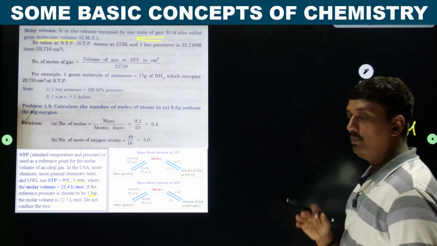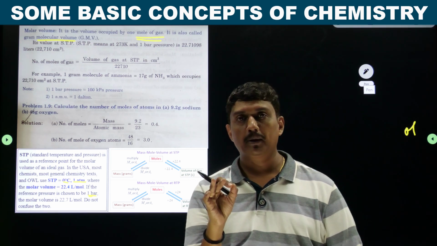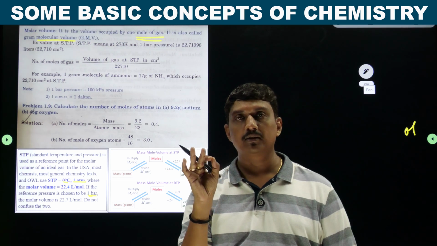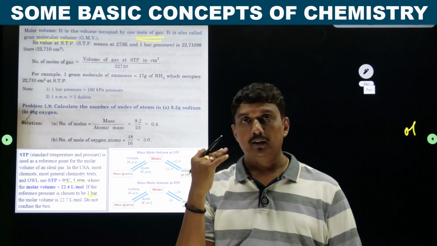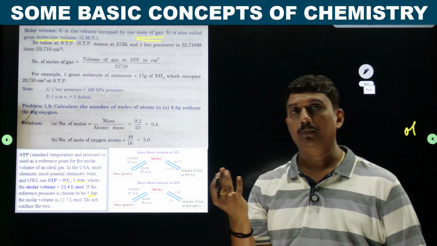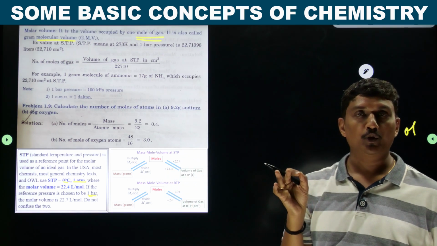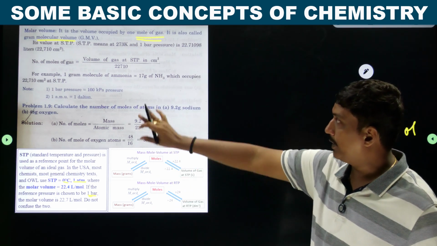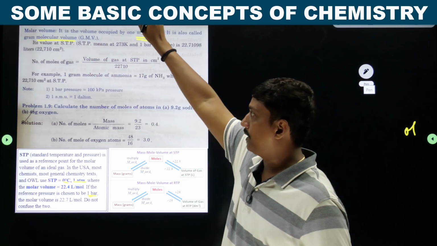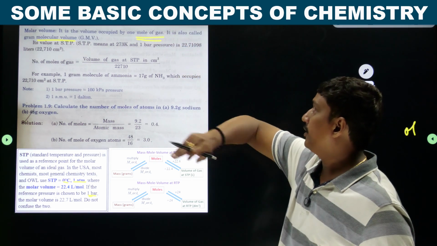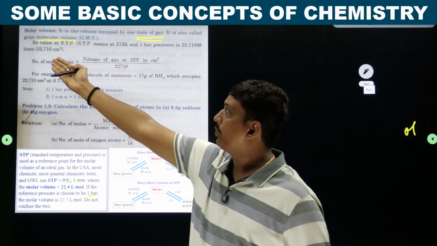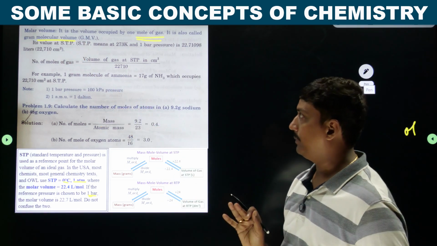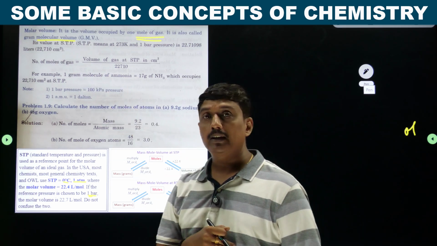What is a molar volume? Molar volume is the volume occupied by a gas at STP. What is its value? 22.4 liters per mole. If pressure is taken in bar, it is 22.7 liters per mole. In centimeter cube, it is 22,710 centimeter cube or 22.7 liters, both are same. Number of moles of a gas.